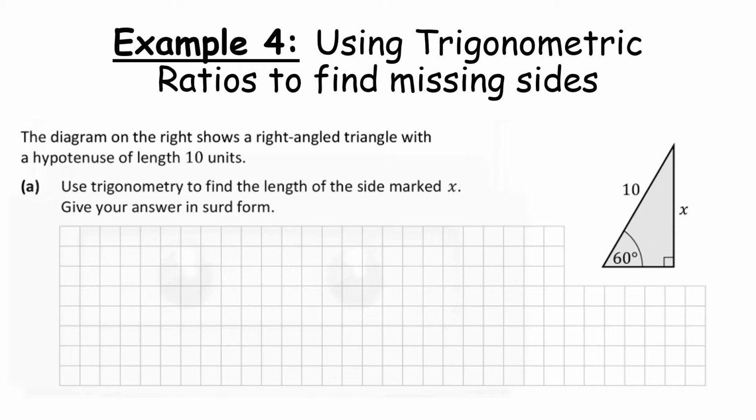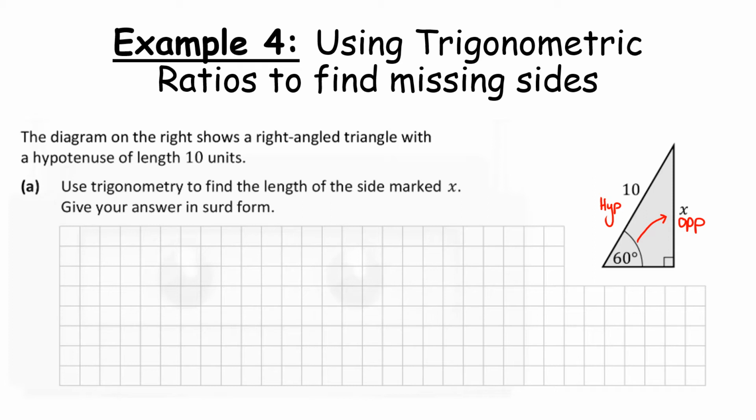And use trigonometry to find the length of the side marked X and give your answer in surd form. So the first thing I'm going to do is label. This is always my hypotenuse, and because this is across from, or opposite, the angle, this is my opposite side. The other side is my adjacent, but I'm not going to label that because it's not relevant. I don't want it and I don't know anything about it.